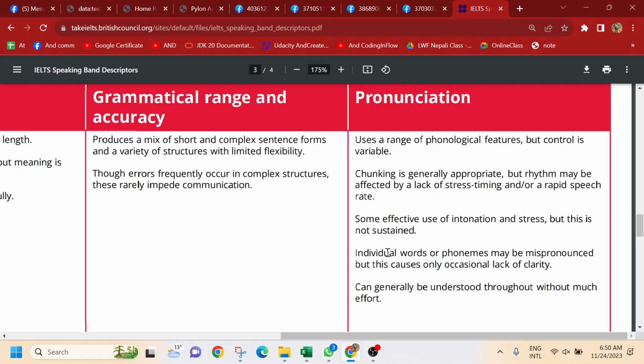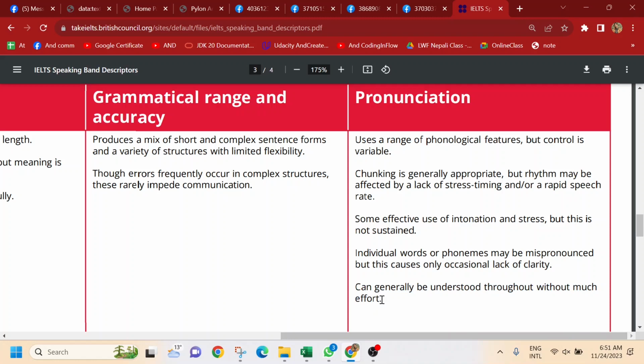The next one is: individual words or phonemes may be mispronounced, but this causes only occasional lack of clarity. Even if there is some problem with vowel or consonant sounds, there is no problem for communication. The last one is: can generally be understood throughout without much effort. So whatever you speak should be understandable.